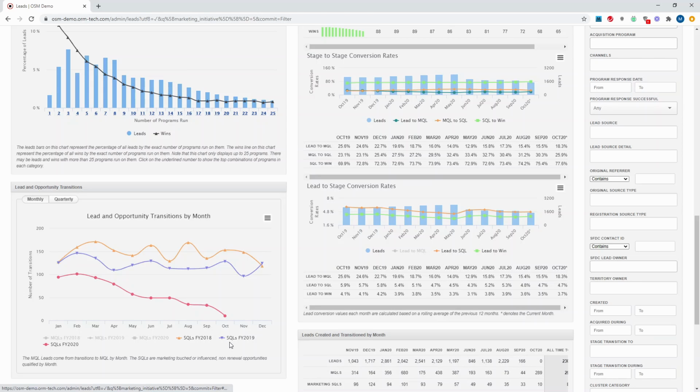And you can do that throughout OSM. After looking at the Leads page, you can use other pages to really come up with an explanation of why this is happening. So this is the Leads page, and this is how you can use marketing initiatives on this page.